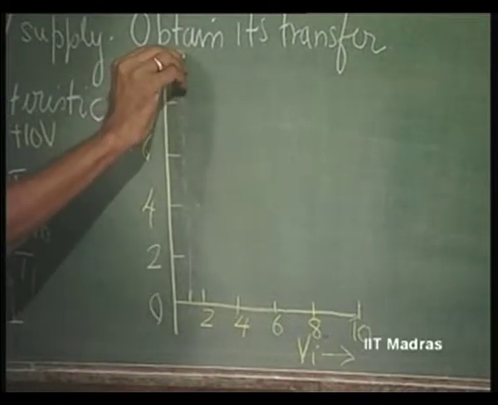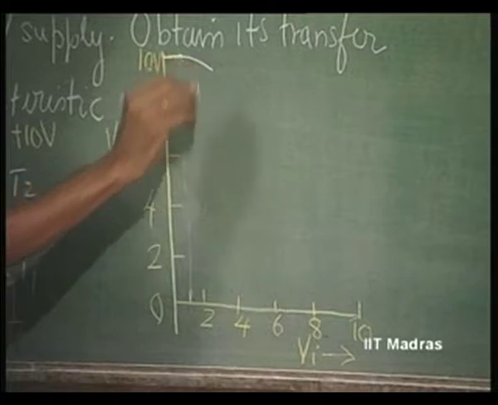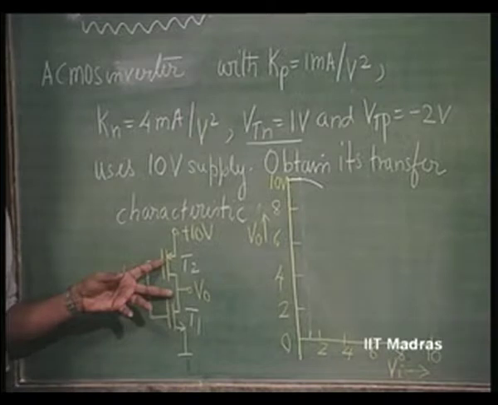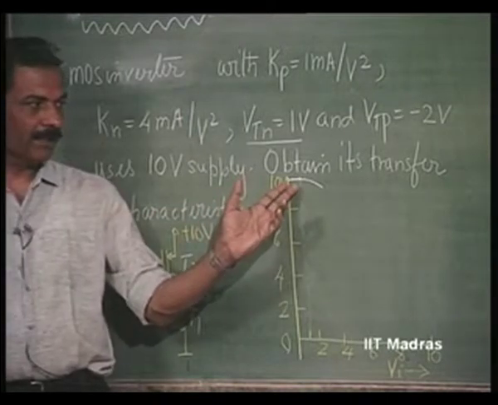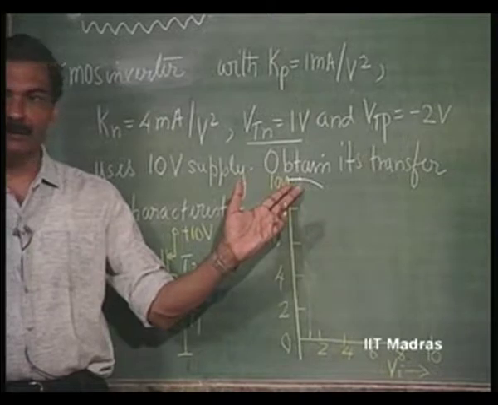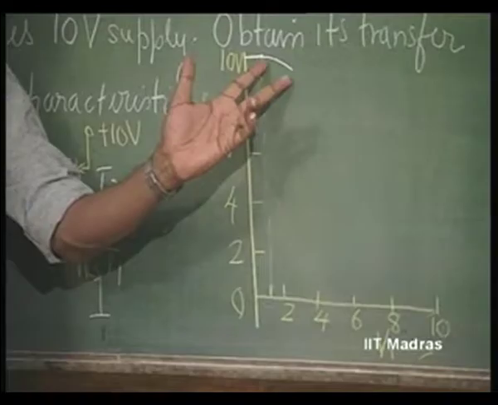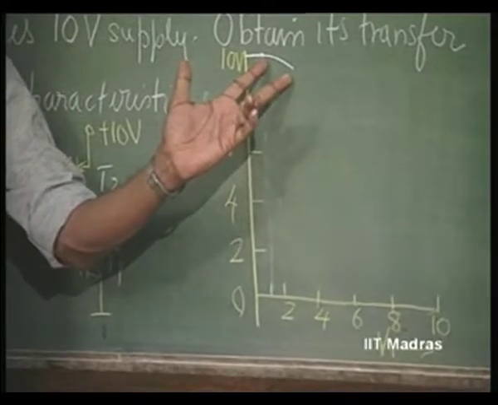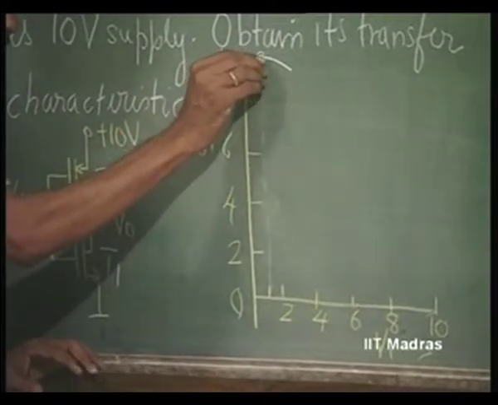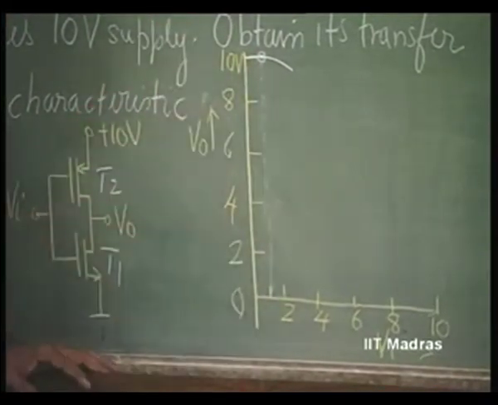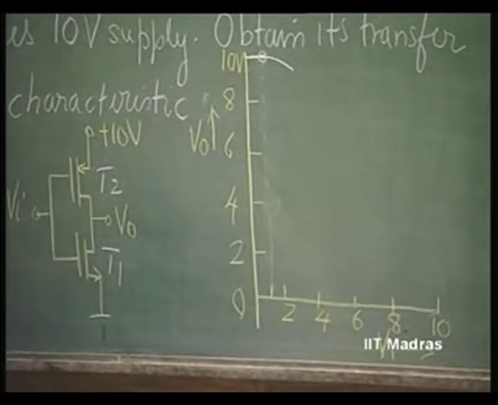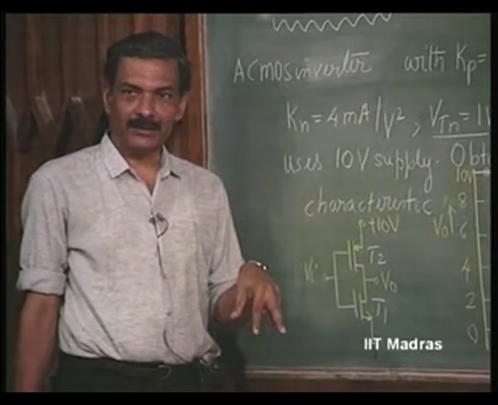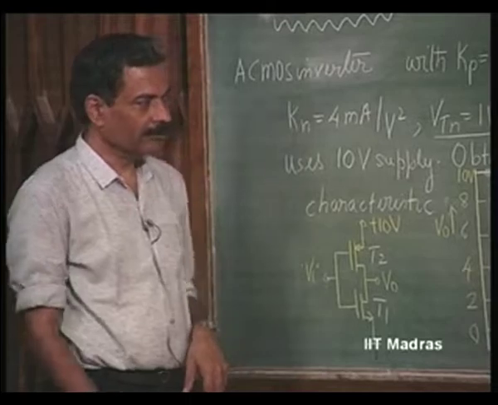Thereafter, T1 starts conducting. T2 meanwhile is in the triode region. So, this is the region where T1 is off and T2 is in the triode region. This is the region where T1 has come to current saturation region and T2 is in the triode region. So, this is one important point, 1 volt. Then T2 will come into the current saturation region when this will go on.